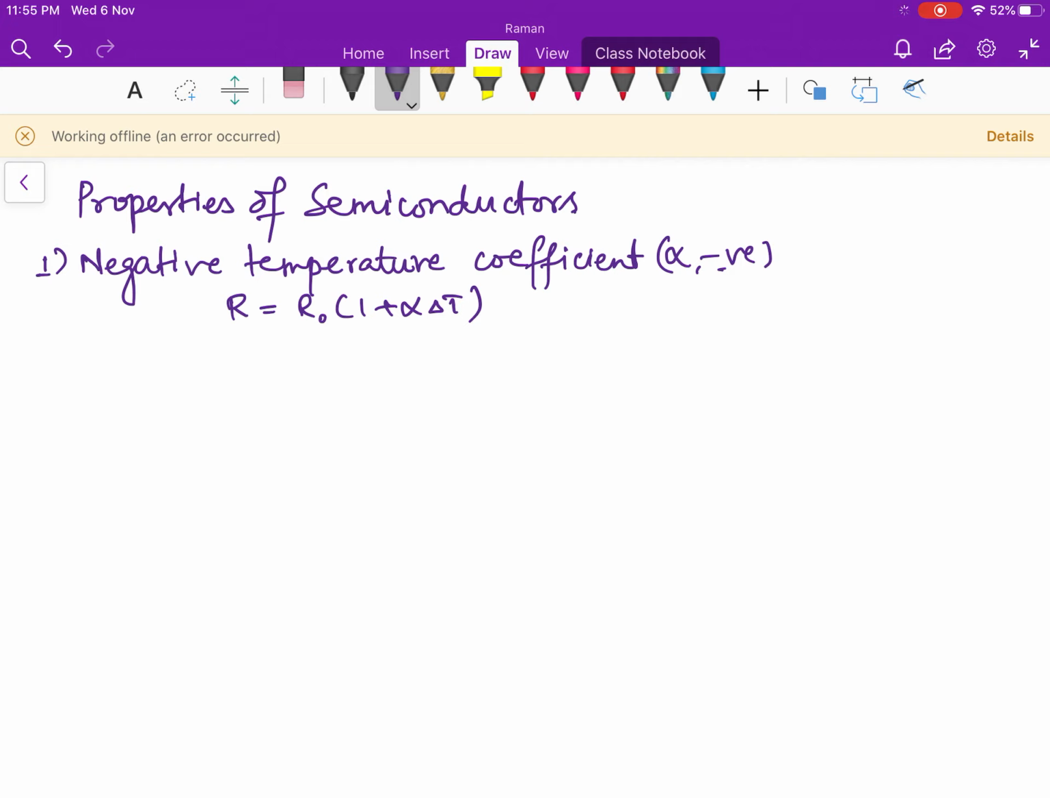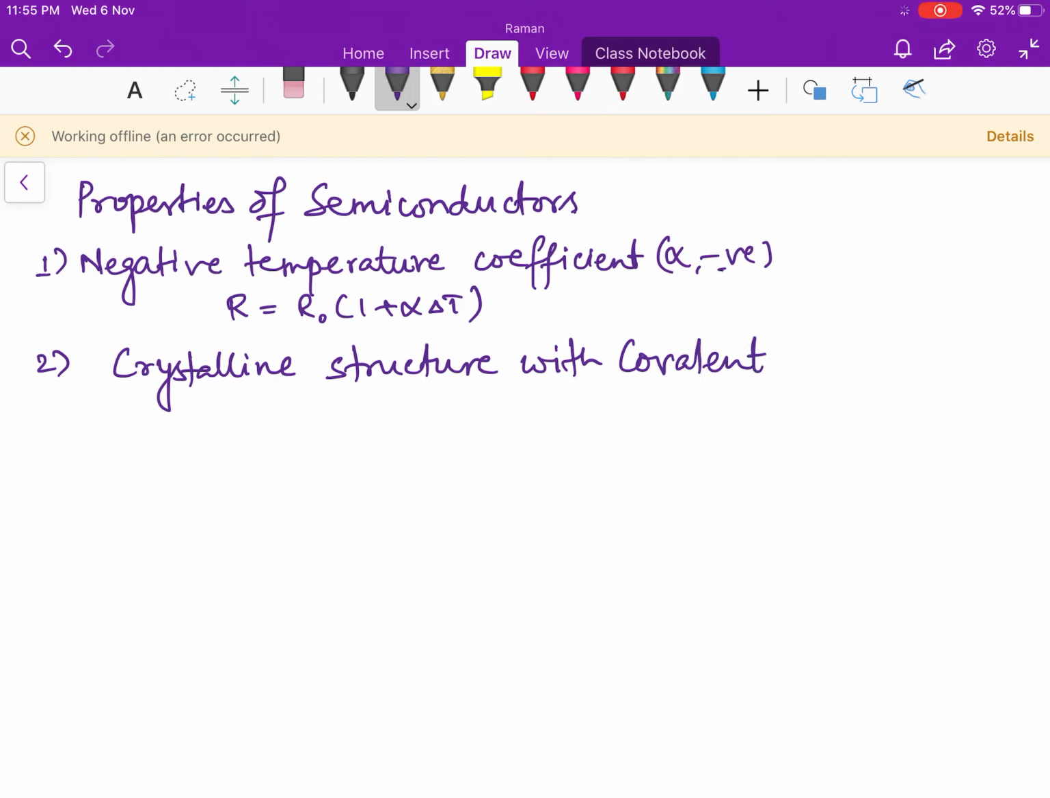Now, the second point is what? Crystalline structure with covalent bond. Covalent bonding.